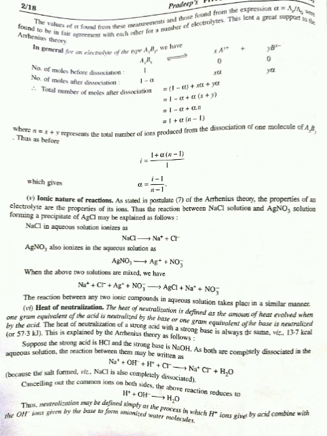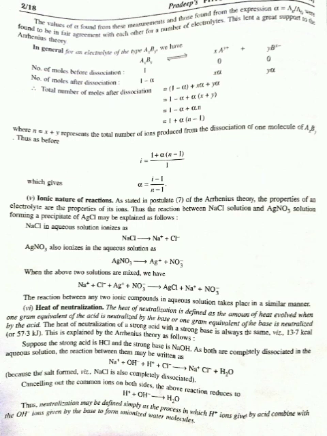As stated in postulate 7 of the Arrhenius theory, the properties of an electrolyte are the properties of its ions. Thus, the reaction between NaCl solution and AgNO3 solution forming a precipitate of AgCl may be explained as follows. NaCl in aqueous solution ionizes as NaCl gives out Na+ plus Cl-. AgNO3 also ionizes in the aqueous solution as Ag+ and NO3-.